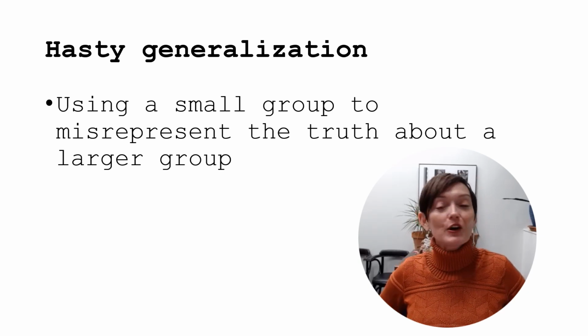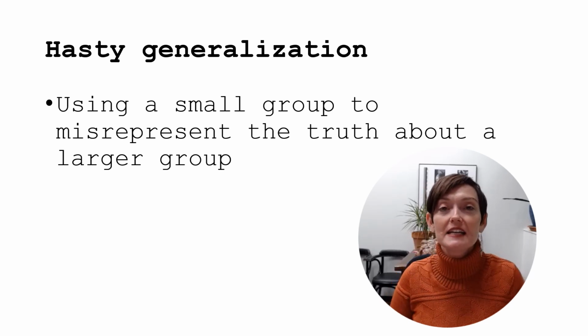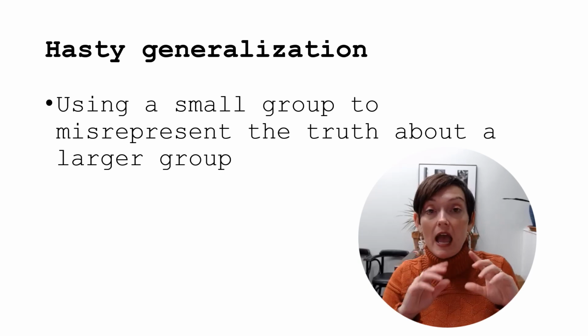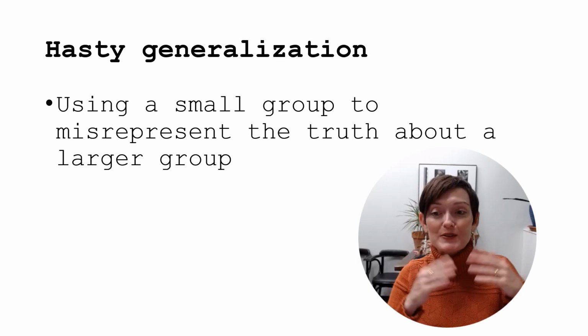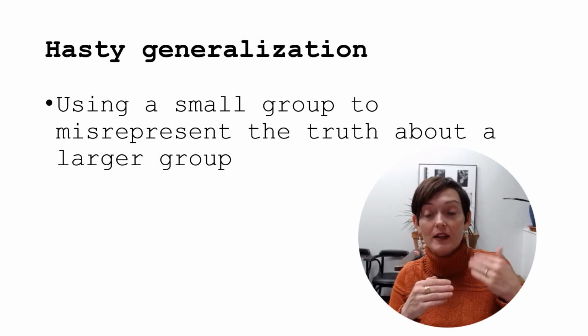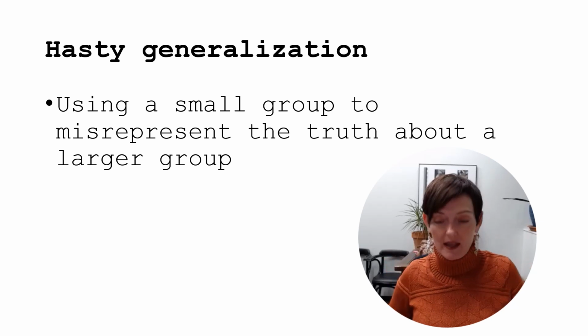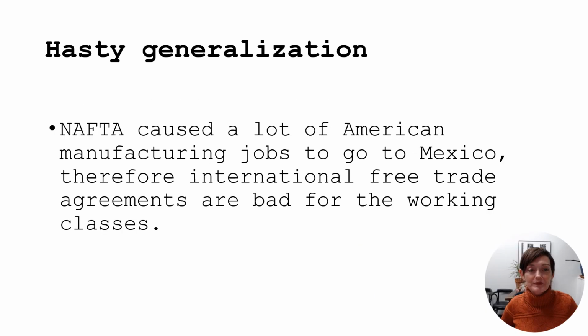All right, the next term is hasty generalization. Hasty generalization is to take a small group, maybe even sometimes only one person, and use them to represent a larger group. But that representation is a misrepresentation because that person or that small group don't, in fact, accurately reflect that larger group. Hasty generalization is one of the easier terms to learn this semester.